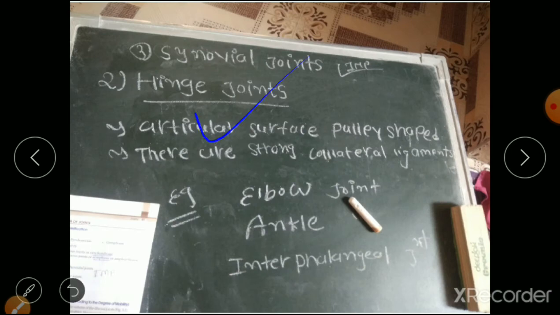Next subtype of the synovial joint is the hinge joint. Hinge means a door hinge. So hinge joint means the articular surface is pulley shaped, like the pulley used to draw water from a well. So there are strong collateral ligaments in hinge joints. The examples are elbow joint, ankle joint, and the interphalangeal joint, that is, the joint between the phalanges. So these are the examples of hinge joint, which allows flexion and extension movement.